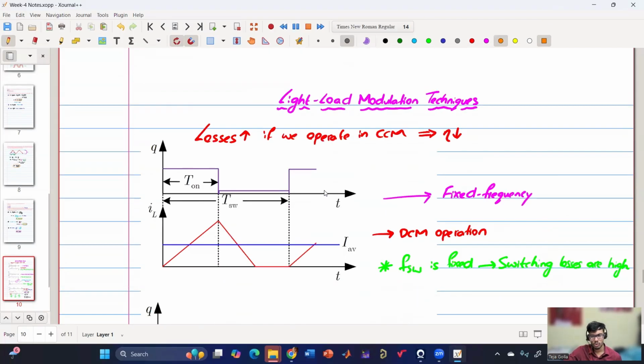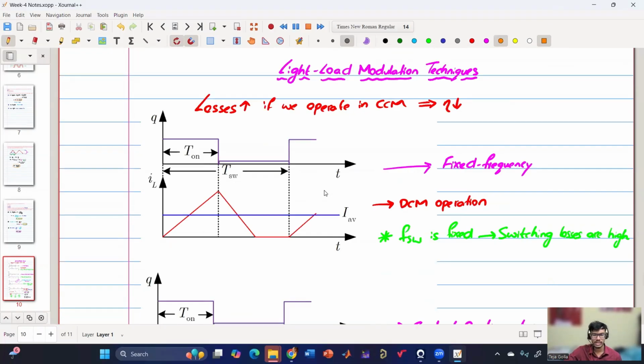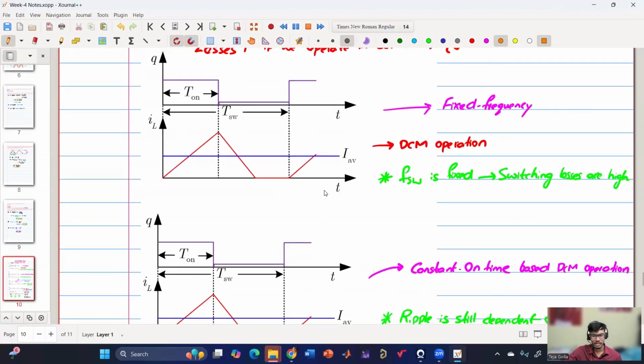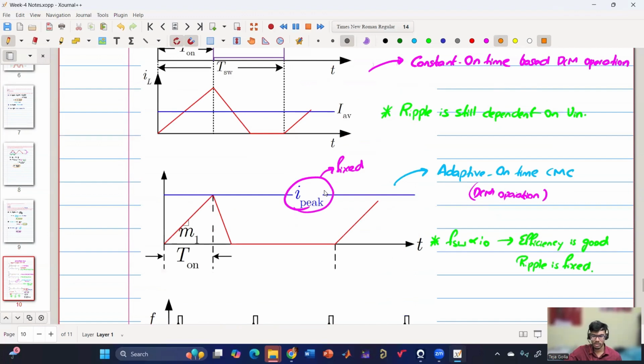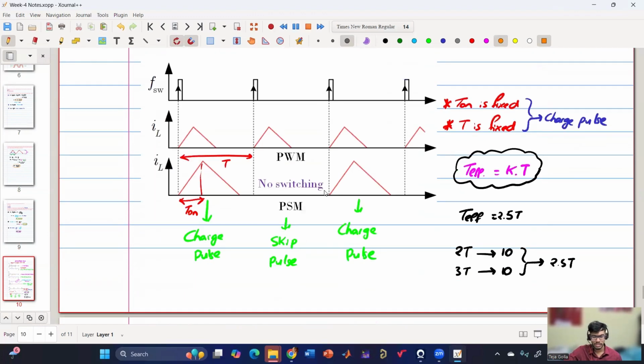Then we have moved on to light load modulation techniques, where we have discussed the necessity for light load modulation techniques and different types of modulation techniques like PWM based DCM operation, constant on time based DCM operation, adaptive on time based DCM operation, as well as pulse skipping modulation. Each of them has pros and cons, and we have seen what the key differences are.